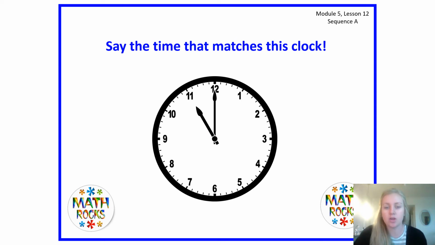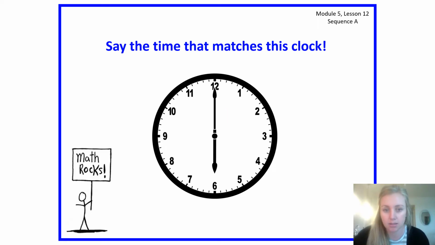You see a clock on your screen. Say the time that matches this clock. Look at the hour hand. What number is the hour hand pointing to? Get ready. 11. Look at the minute hand. When the minute hand points straight up, we say o'clock. So if it's 11 and o'clock, say the time that matches this clock. Get ready. Yes, 11 o'clock.